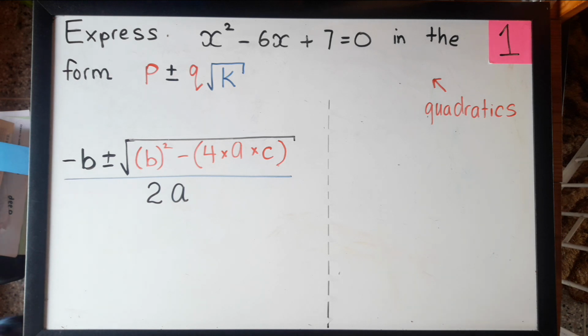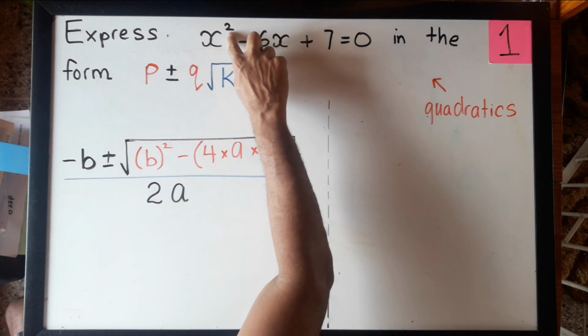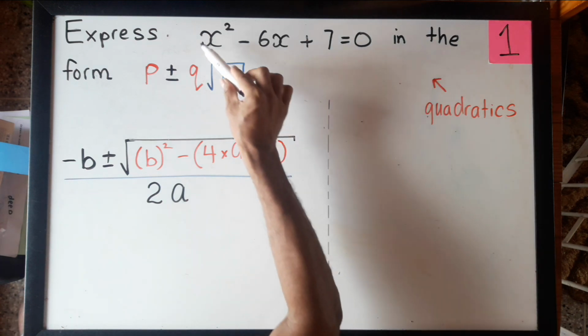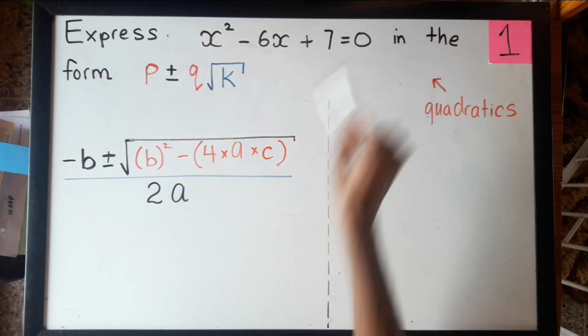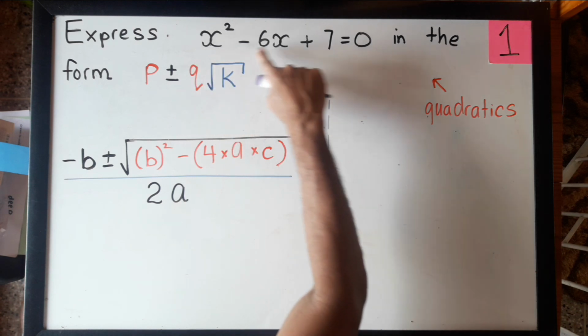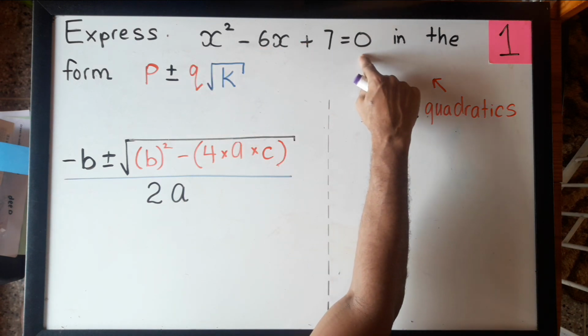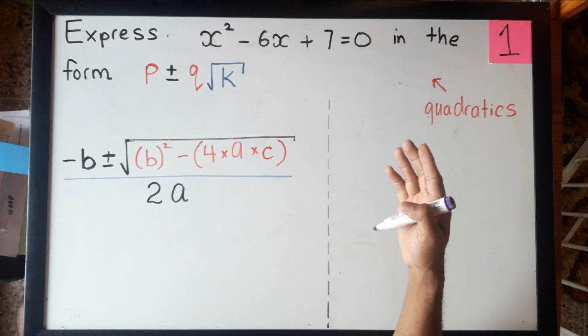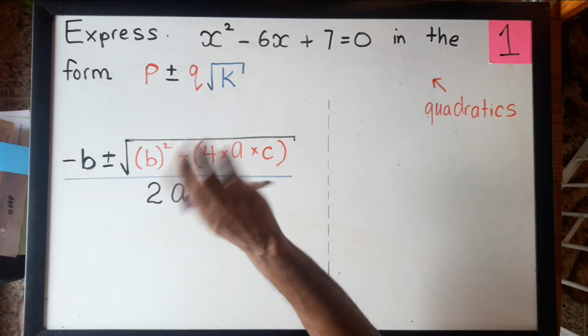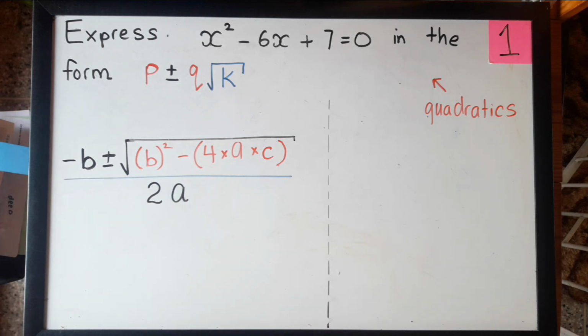First of all, I know it's a quadratic because there's an x squared, an x and something without an x. And they put the entire quadratic equal to 0. Now, whenever you put a quadratic equal to 0, most of the time you're trying to figure out where it cuts the x-axis. Where a quadratic cuts the x-axis is also known as solving a quadratic.